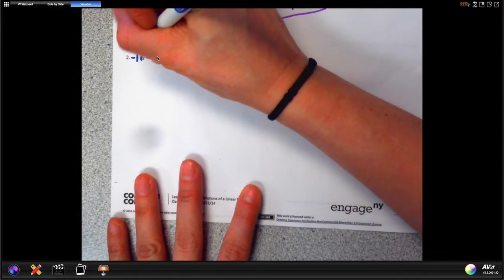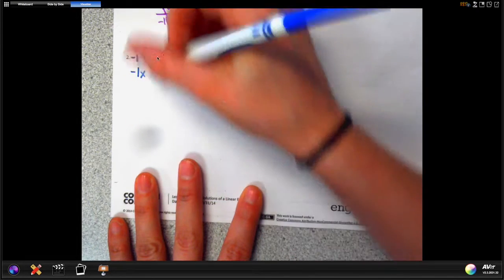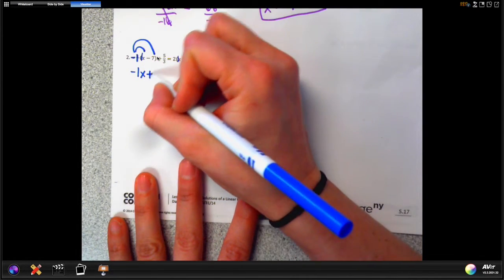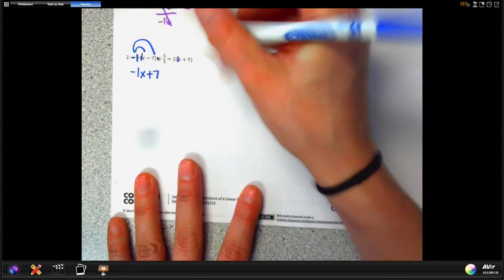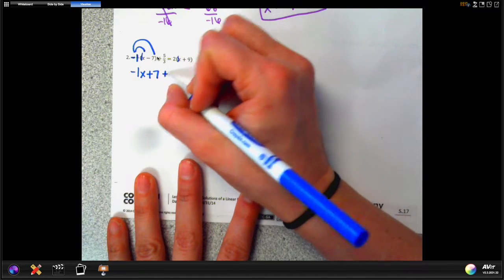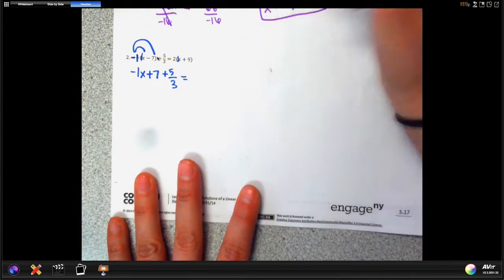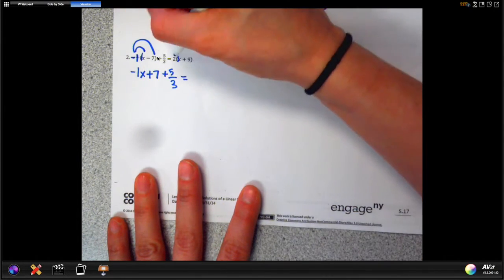So -1 times 1x is -1x. And then -1 times -7 is +7. And this 5/3 is not part of our doing the distribution, so we're going to put that down as is. And we're going to put down our equal sign. And now the 2 is attached to this parenthesis, so we have to distribute that as well.